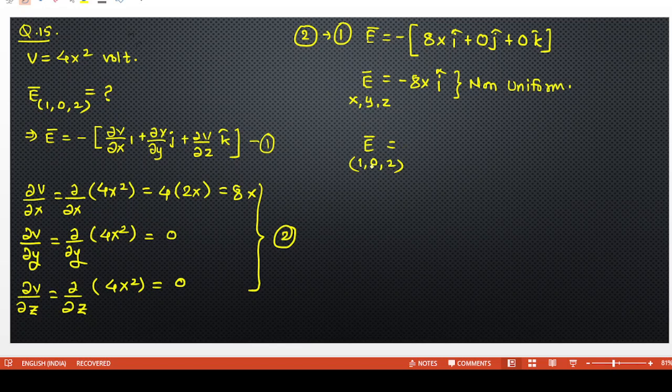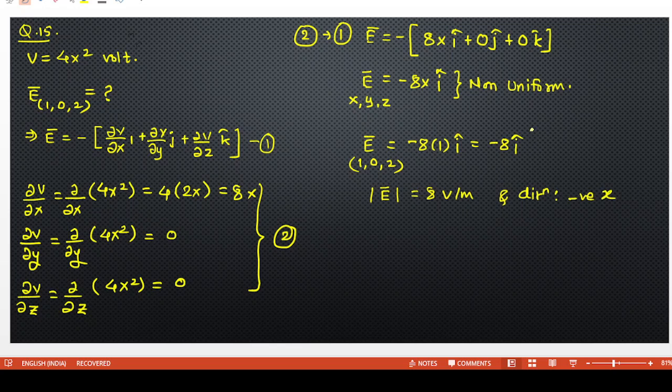Put x is 1, y 0 and z 2. Put x equal to 1. So you will get the answer as minus 8 i cap. What will be the magnitude? 8 volt per meter. And direction, minus i means negative x.